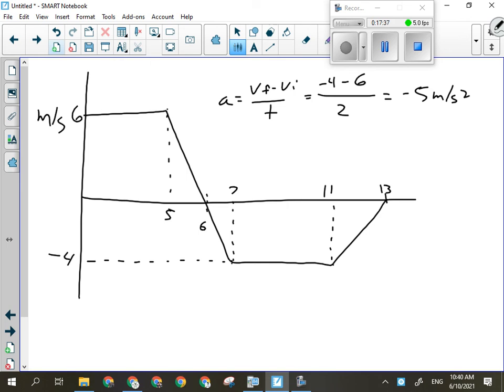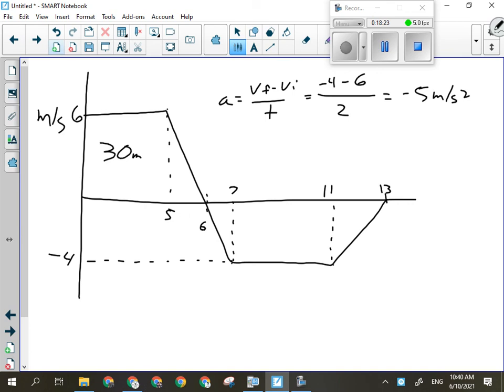The last thing I might ask you to find is the total displacement over the entire trip. How do we do that? I've got to calculate the displacement. That's the area under the line. The reason it's the area under the line is because that's going to be average velocity times time for each section of the graph. So if I'm finding the displacement in the first 5 seconds, the average velocity is 6 meters per second times 5 seconds, 30 meters.